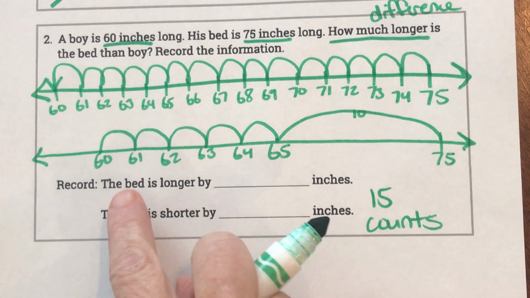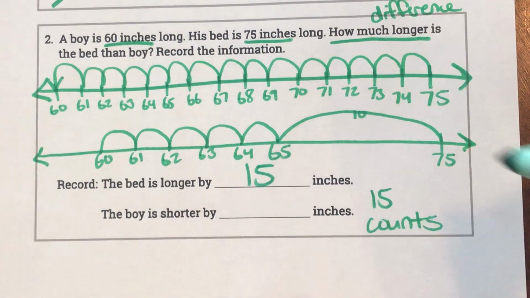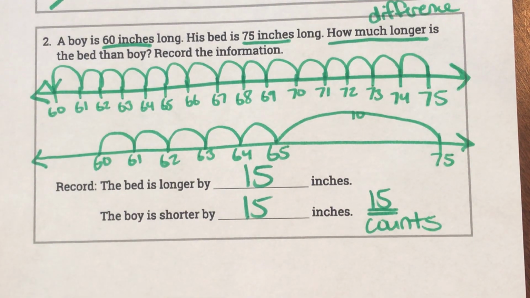Okay, so let's answer our question now. The bed is longer by 15 inches because it's our 15 counts. The boy is shorter by 15 inches because of our 15 counts.